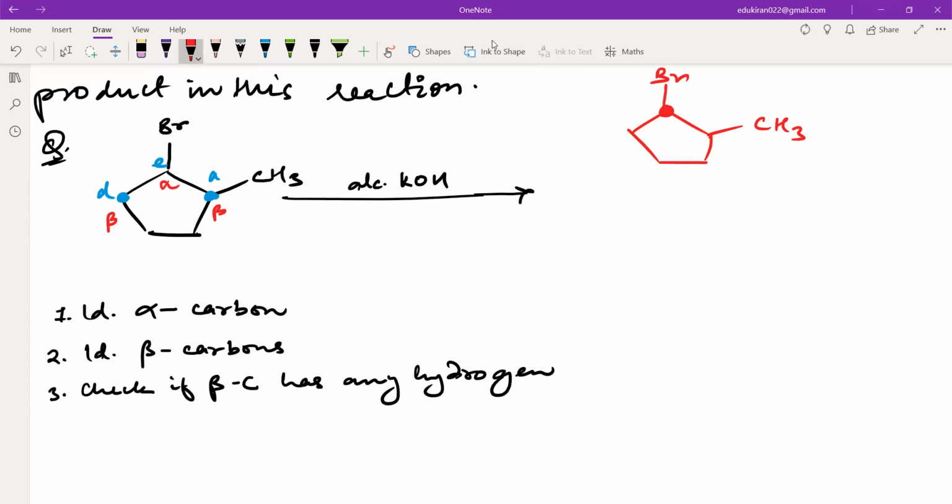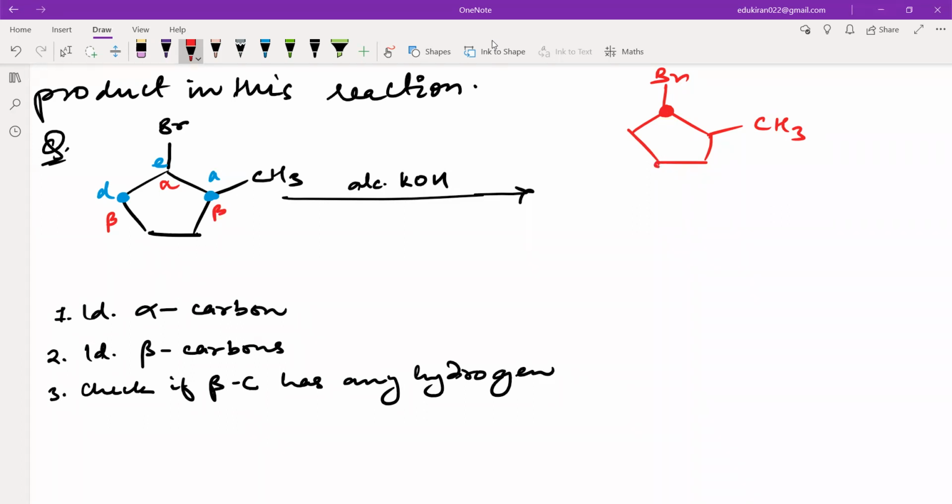What about this carbon? How many hydrogens here, Matthew? One hydrogen. Why one? Matthew, tell me, why one? Sir, because there's only one hydrogen connected to that carbon. Why one? Why not two?